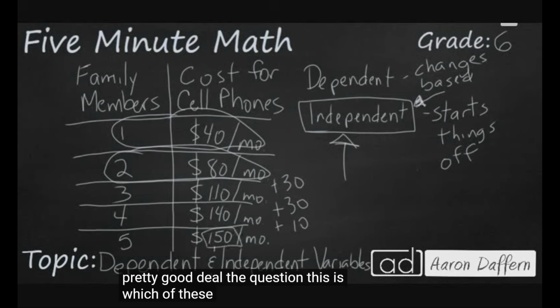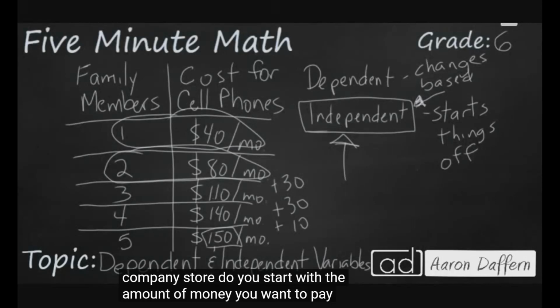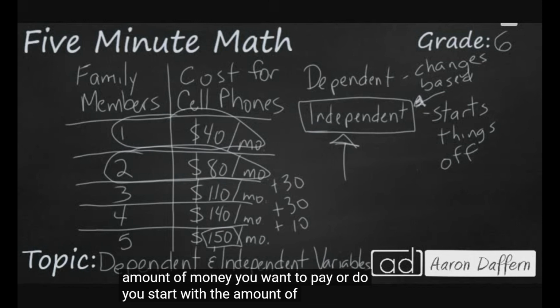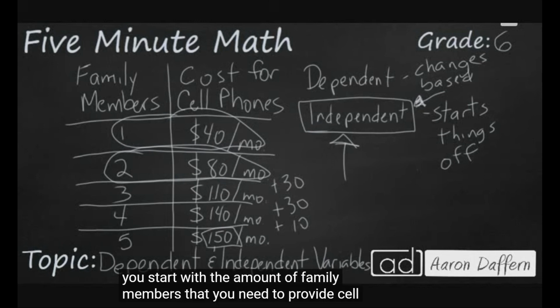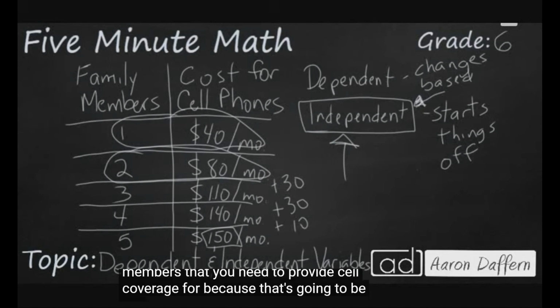The question is which of these would be the independent variable? Well, what is going to start things off? When you go into a cell phone company store, do you start with the amount of money you want to pay, or do you start with the amount of family members that you need to provide cell coverage for? Because that's going to be our independent variable.